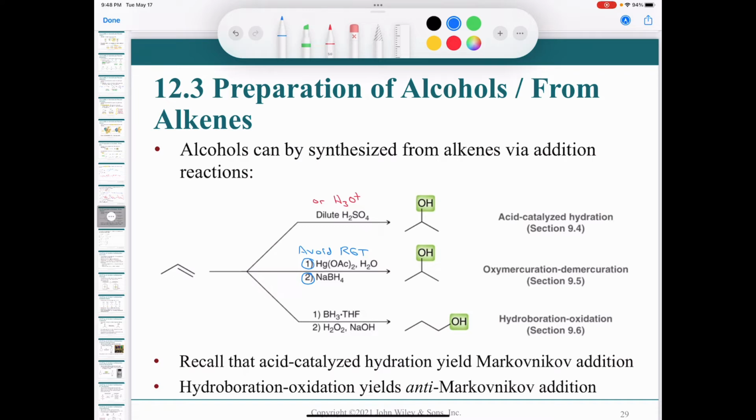And the last one is if we want to do an anti-Markovnikov addition of water, we use hydroboration oxidation. And so again, hydroboration oxidation is anti-Markovnikov, and the first two, which are both acid catalyzed reactions, will both produce the Markovnikov products.